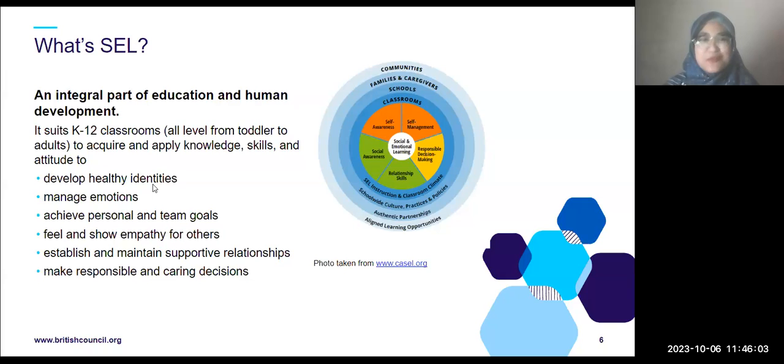Every human has emotion, so it suits all levels. Originally, SEL is suited for young learners actually. So here, this framework hopes that by having this SEL framework, students develop healthy identities, manage emotion, and achieve personal and team goals.